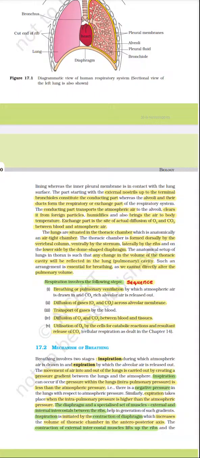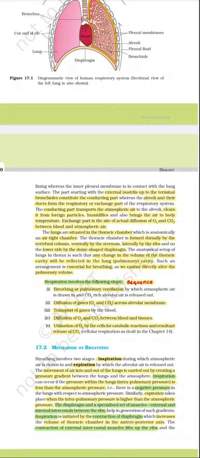The lungs are situated in the thoracic chamber, which is anatomically an airtight chamber. The thoracic chamber is formed dorsally by the vertebral column, ventrally by the sternum, laterally by the ribs, and on the lower side by the dome-shaped diaphragm. The anatomical setup of lungs in the thorax is such that any change in the volume of the thoracic cavity will be reflected in the pulmonary cavity. Such an arrangement is essential for breathing.